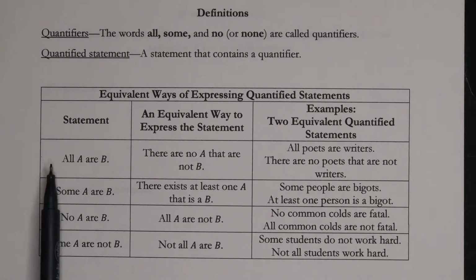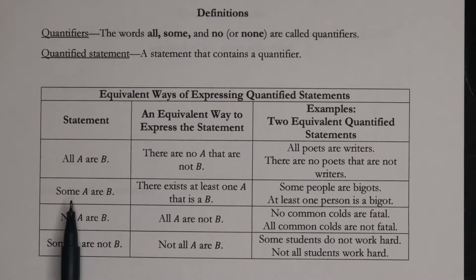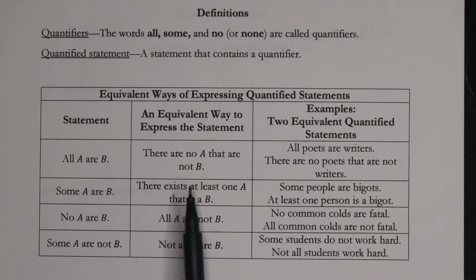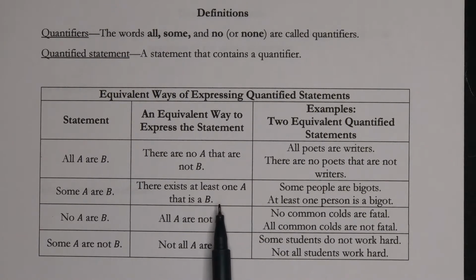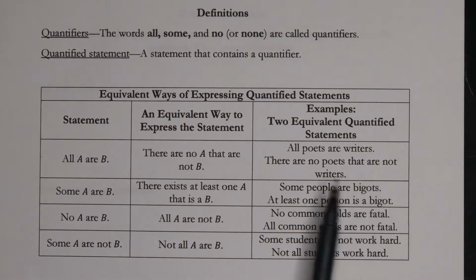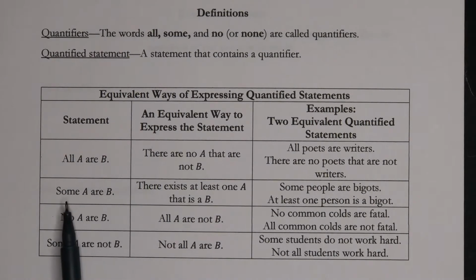Okay? If we have some A are B, the same way of saying this would be there exists at least one A that is a B. So some people are bigots. At least one person is a bigot, okay? We can't say all are if we don't know that all of them are. But if we know at least one is, then we can say some. If we know some, we can say at least one person.